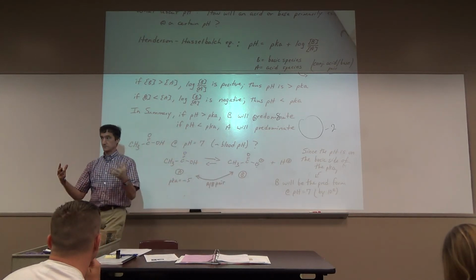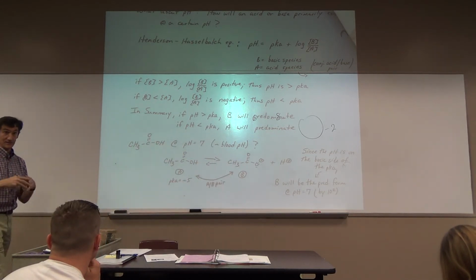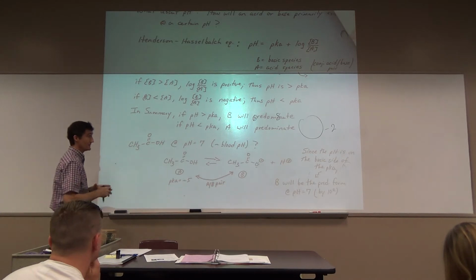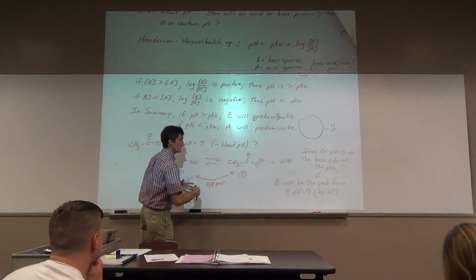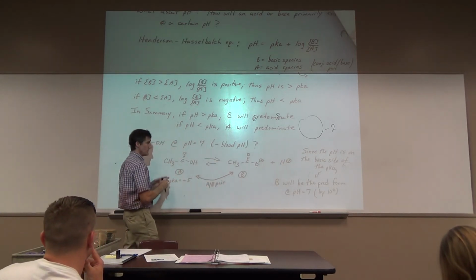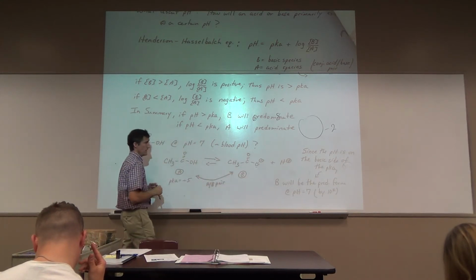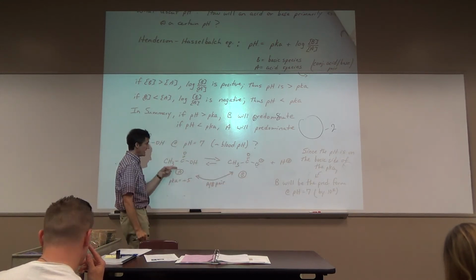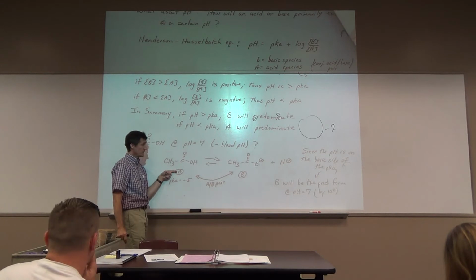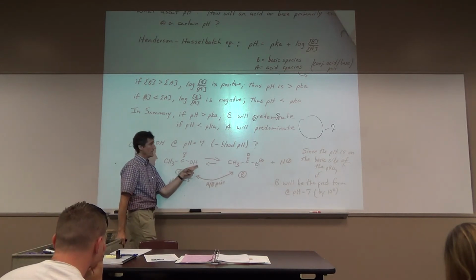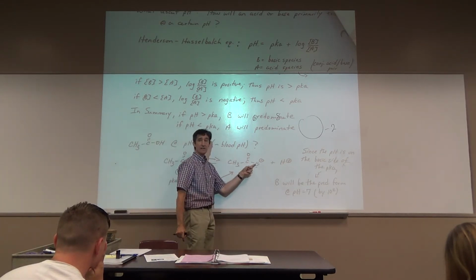I won't say it gives up the H+. Something took it. I'm not showing what took it, okay? But these are your two forms. This is the A form, the acidic form, because it has the proton. This is the B form, because it does not have the proton. It's the basic form, the conjugate base.